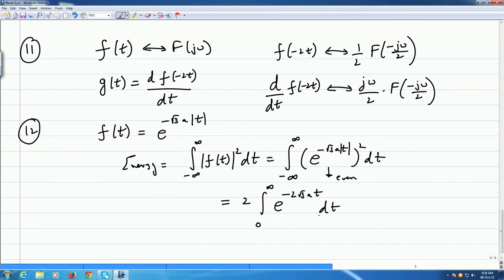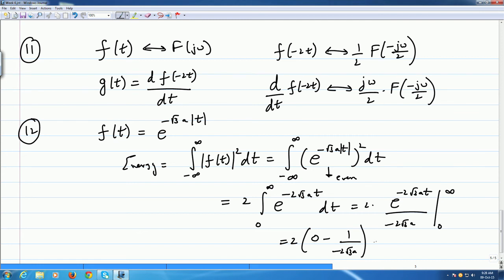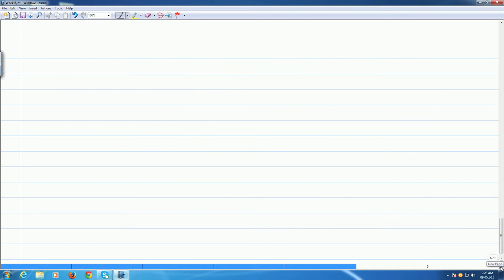Once you do this, this is just a standard integral: e power minus 2 root 3 a t by minus 2 root 3 a, from 0 to infinity, and that will evaluate as 2 times 0 minus 1 by minus 2 root 3 a, and that is just 1 by root 3 a. So, from there you see the answer that you want is 3. So, that is the answer. Sometimes these things can be easy in the time domain itself, you do not have to necessarily go to the Fourier domain to do these problems.